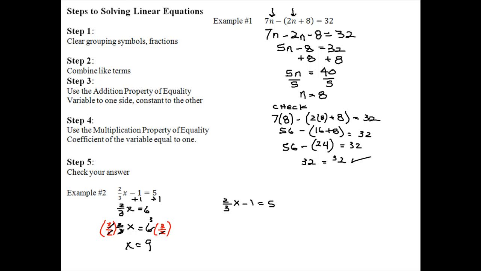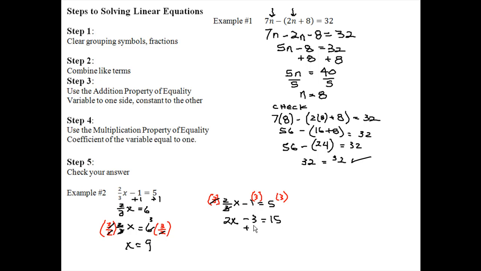Okay. Step 1 says clear the fractions. Well, what you do is multiply through by the least common denominator of all the fractions. There's only one fraction, so I'm going to multiply through by 3. And when you multiply through, you multiply every term by 3. If you do that, these 3's divide out, leave you 1. So it's just 2x minus 3. And then 5 times 3 is 15.